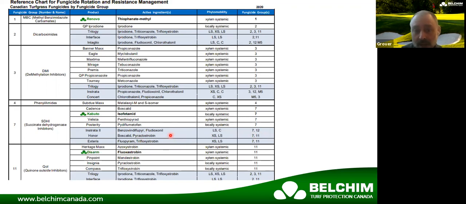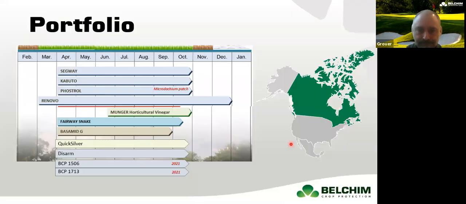So if I were to use, let's say, Honor, which is a great product from our friends at BASF, however, it's got that group 11 in it. So if I were to go Trilogy followed by Honor, I've done back-to-back group 11s. So any of you who are interested in one of these sheets, please contact me.